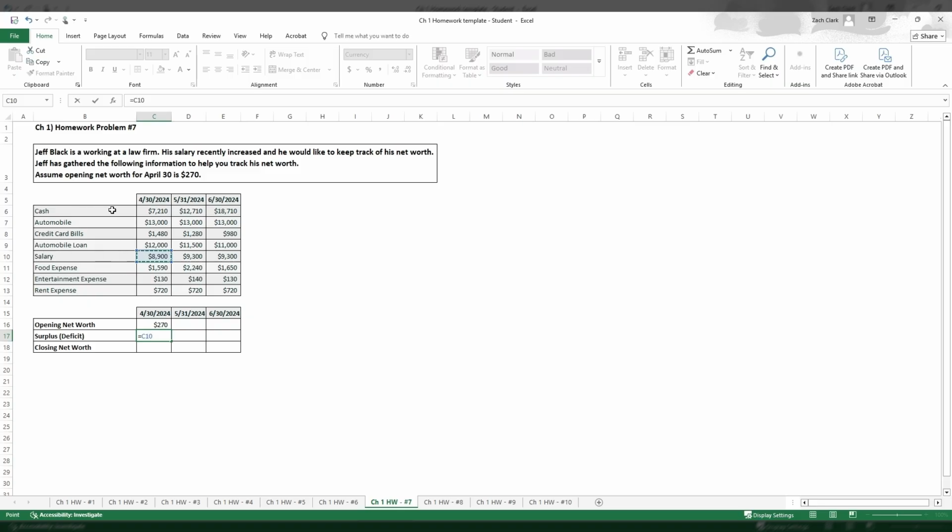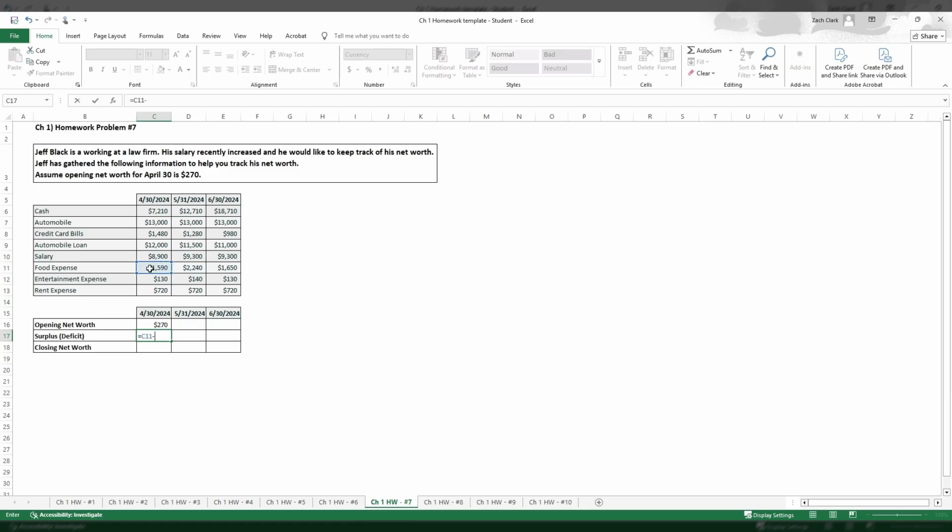And we want to reduce all of the expenses. We need to find what expenses are, right? So cash, that's an asset. Automobiles are an asset. Bills are liabilities. Loans are liabilities. Credit card bills are liabilities. What we want here are expenses, and we found them down here.